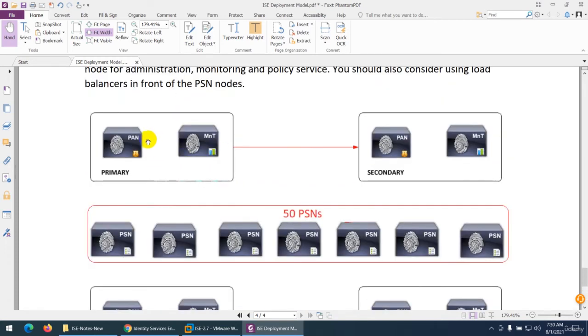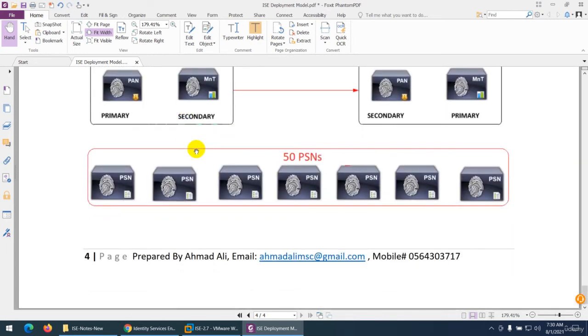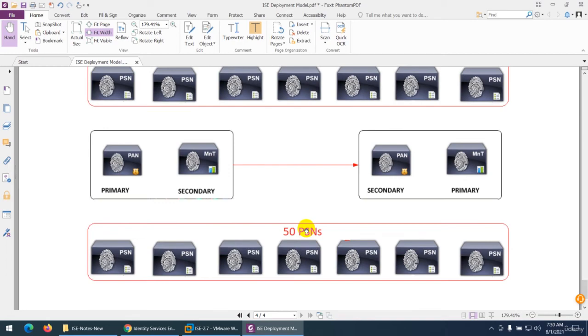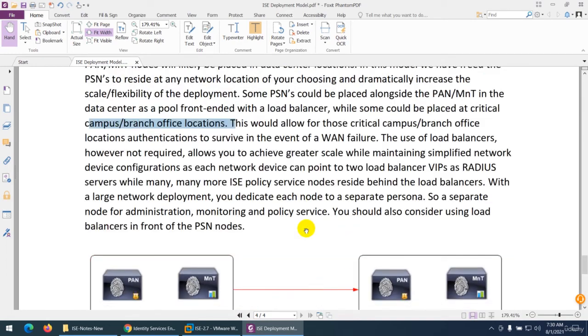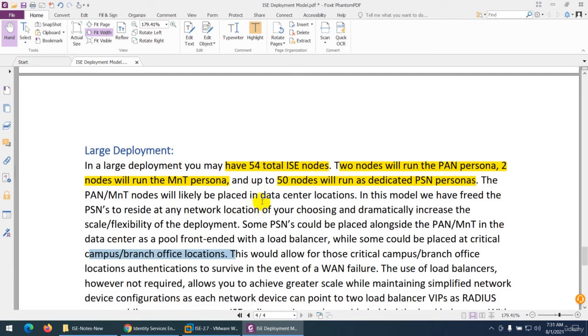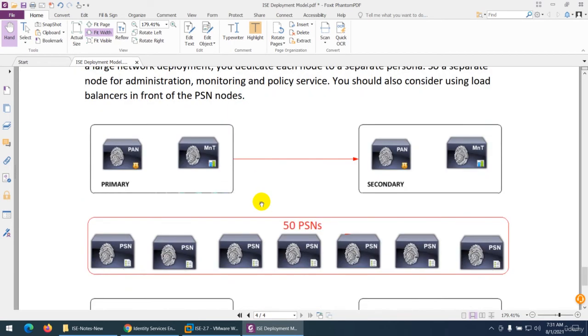You can make one box entirely primary, or make a combination of primary and secondary. But you have 50 dedicated PSN for a special purpose, because these PSN are very important. These are the important personas which get all the requests and do all the tasks most of the time. So you get the idea. Now large deployment, we have 54 total ISE nodes. 2 of them are primary personas which will run MNT and PAN. And again, it's up to you.